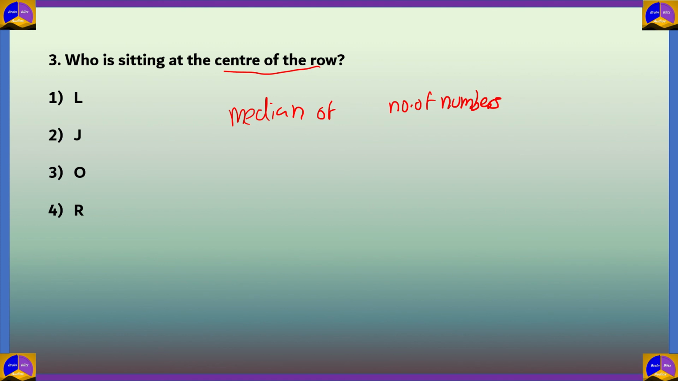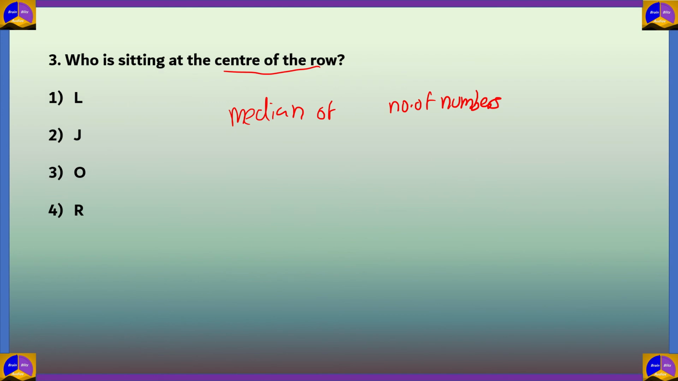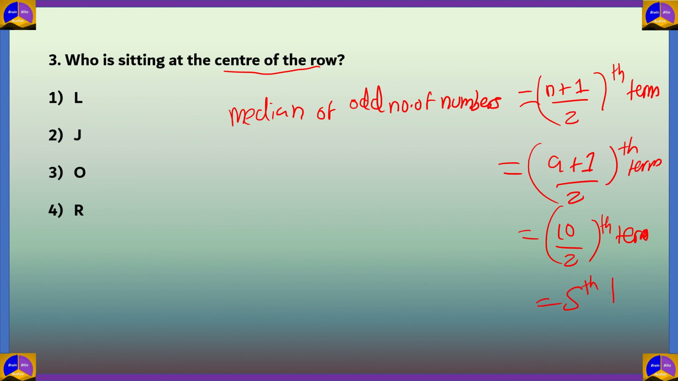So we can see that there are 9 cricket fans, so there is an odd number of numbers. To find the median of an odd number of numbers, the formula is (n plus 1) by 2th term, where n is the total number of numbers. So we get (9 plus 1) by 2th term, which is equal to 10 by 2th term, which is the 5th term.